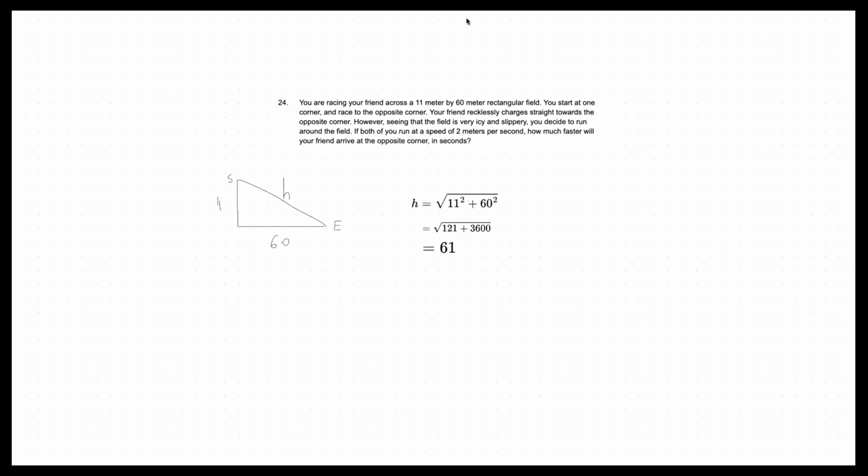So now this means that your friend will run 61 meters, whereas you will run 60 plus 11, 71 meters. And so you run 10 meters more than your friend. So at a speed of 2 meters per second, you're 5 seconds slower than your friend. So the answer is 5 seconds.